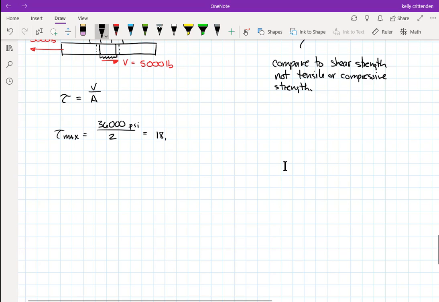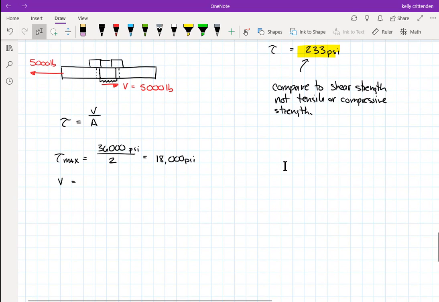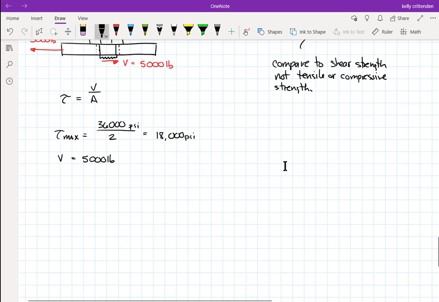So 18,000 PSI. V, the shear force we need to support at our free body diagram, says it's 5,000 pounds. So we can just put 18,000 PSI equals 5,000 pounds over A. And A equals, let's see, 0.278, we'll say, square inches.